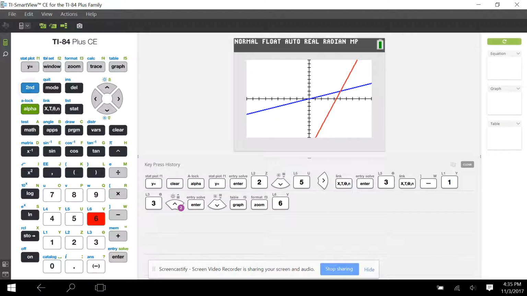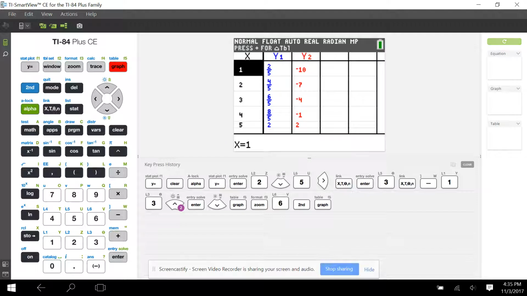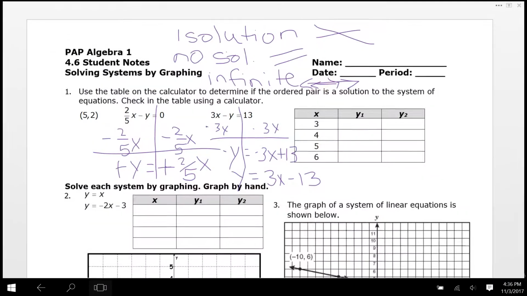So now let's go to second graph. I'm going to have to remember to tell you that. And I'm going to write this down, then I'll go back and fill it in on the table. So let's start with 3. So 3 is 6 over 5 and negative 4. 4 is 8 over 5 and negative 1. 5 is 2 and 2. And 6 is 12 over 5 and 5. Okay, let's go back to our worksheet and fill that in.